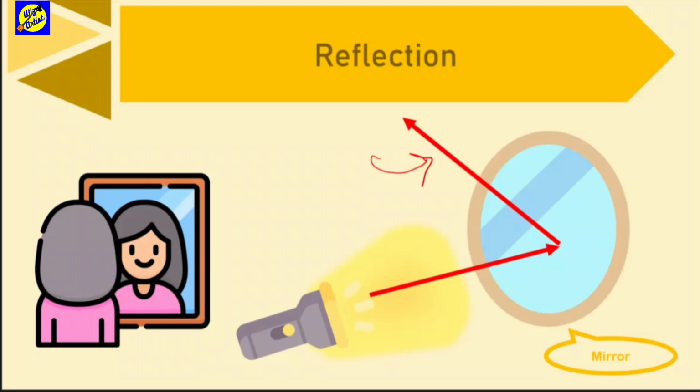This phenomenon of a light ray changing its direction because of it striking against a shiny surface is called reflection. So when we see our reflections in a mirror like this, it is the bounced back or reflected light that we perceive as our reflections.